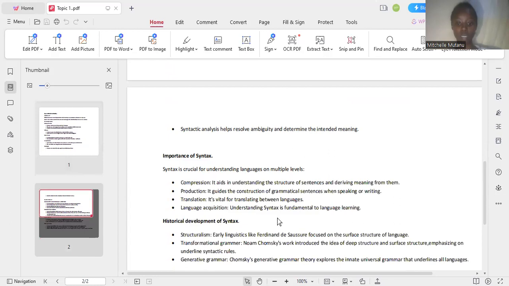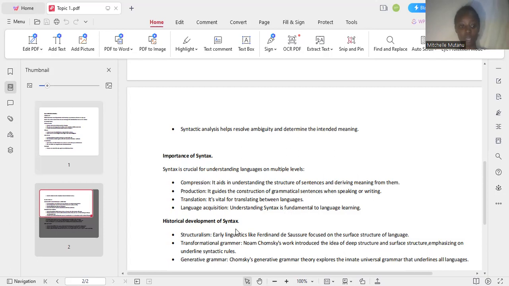Let's look at the importance of syntax. Syntax is crucial for understanding languages on multiple levels. Comprehension: it aids in understanding the structure of sentences and deriving meaning from them. Production: it guides the construction of grammatical sentences when speaking or writing. It is also vital for translation between languages. Language acquisition: understanding syntax is fundamental to language learning.